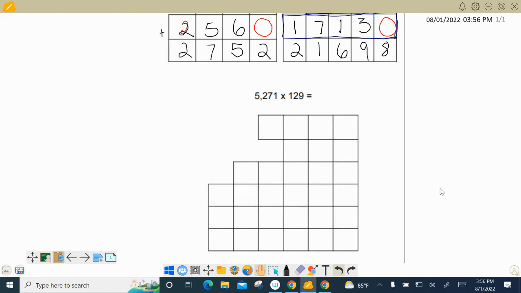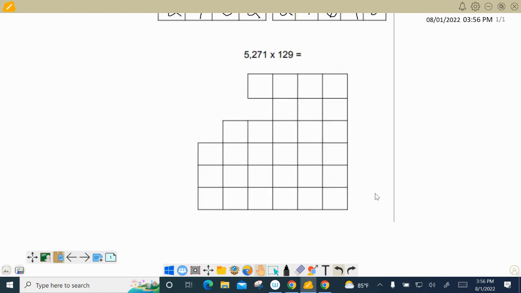This last one is a challenge problem because it is a 4-digit by 3-digit. As you can see, there are a lot of boxes. Let's go ahead and write it in. 5,271 times 129. Go ahead and figure out that first line of boxes. For this one, you should have said 9 times 1 is 9.